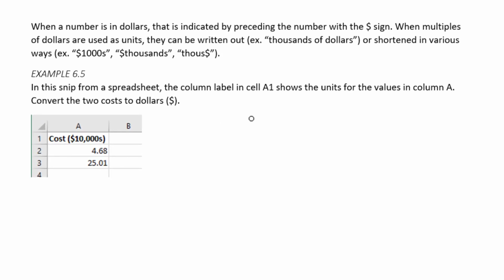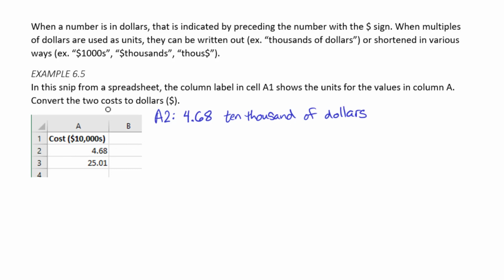Example 6.5 says, in this snip from a spreadsheet, the column label in cell A1 shows the units for the values in column A. All right, let's take a look at the column label in cell A1, and we see that it says cost in 10,000s. It asks us to convert the two costs to dollars. So we see in cell A2, the cost 4.68, and that is in 10,000s. You see why often you don't use all of those words and simply shorten it to something like what was done in this Excel spreadsheet.